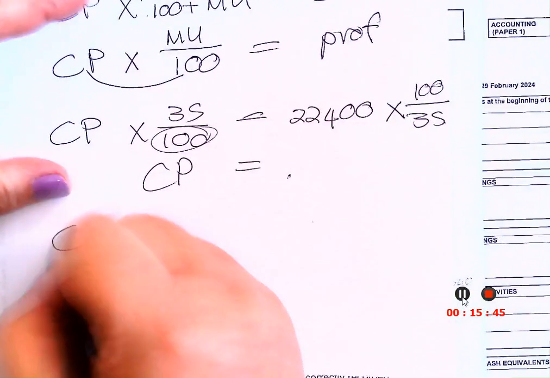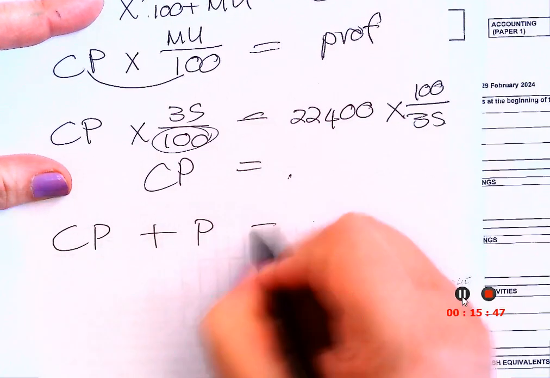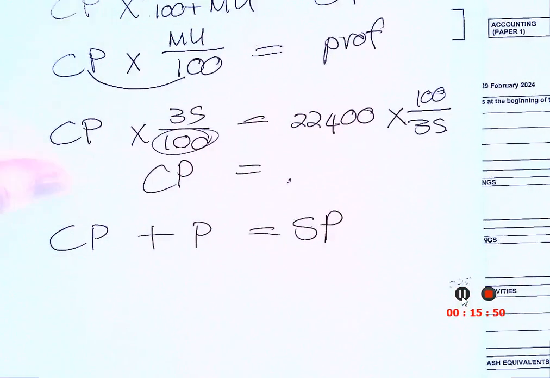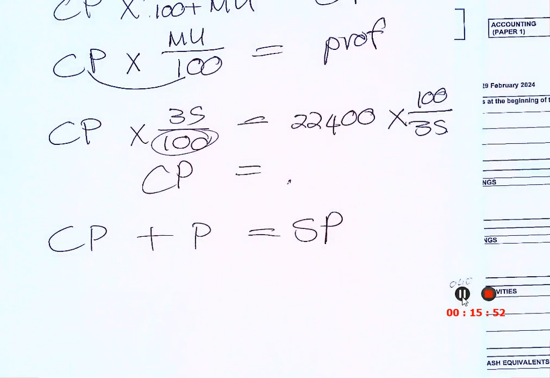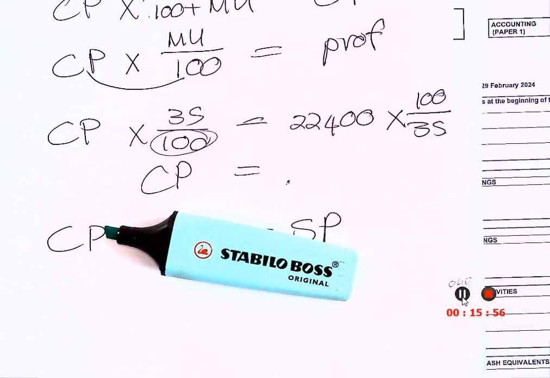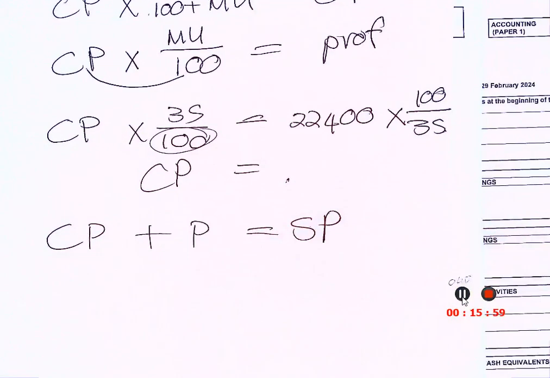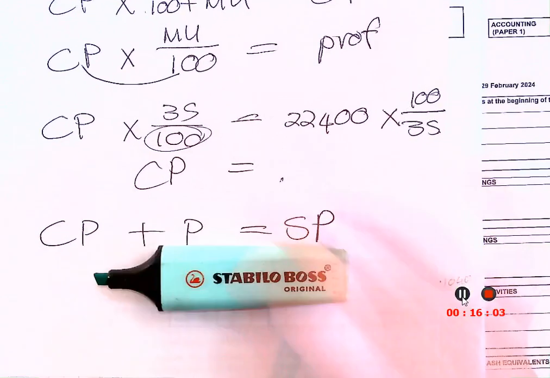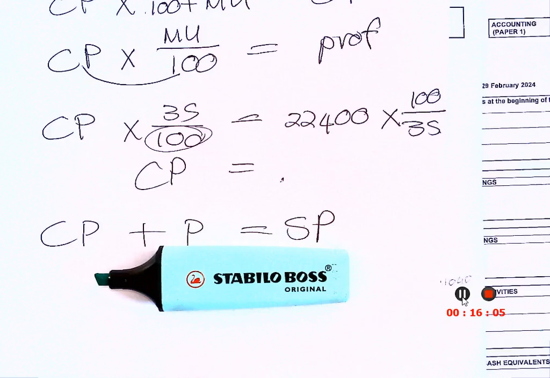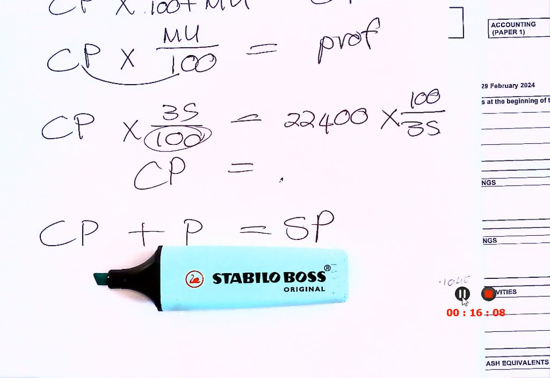Remember, it's cost price plus profit gives me sales price. So if I buy stock, let's say I buy this Stabilo, oh, I'm on YouTube, I can't advertise. So let's say I buy the highlighter. This highlighter is 20 Rand. Now I give it a markup of 100%. What am I going to sell it at? 40 Rand.